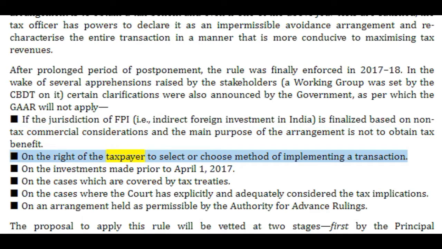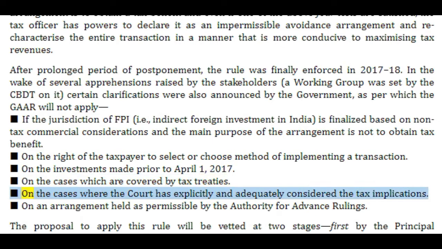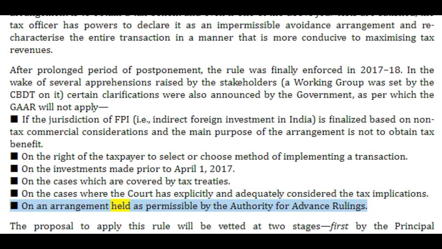On the right of the taxpayer to select or choose method of implementing a transaction. On the investments made prior to 1st April 2017. On the cases which are covered by tax treaties. On the cases where the court has explicitly and adequately considered the tax implications. On an arrangement held as permissible by the authority for advance rulings.